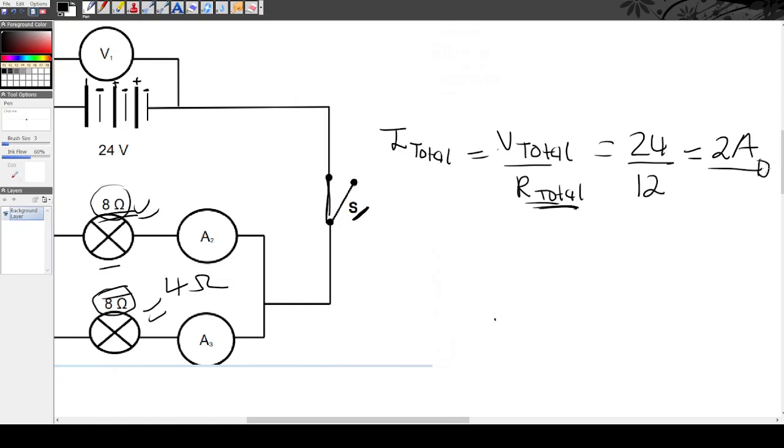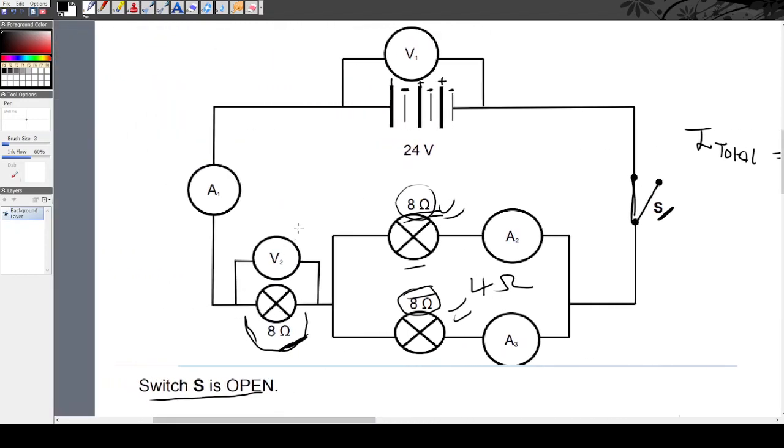Current is measured in amps. So it means that this circuit has a current of 2 amps, so A1 should read 2 amps. This 2 amps is the one that passes through this resistor.